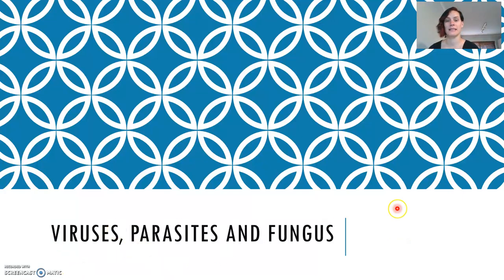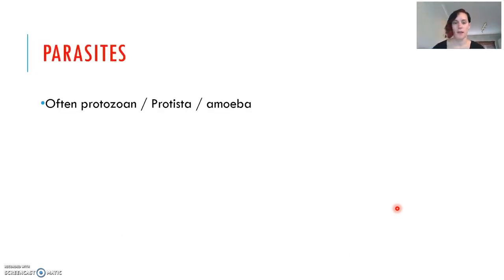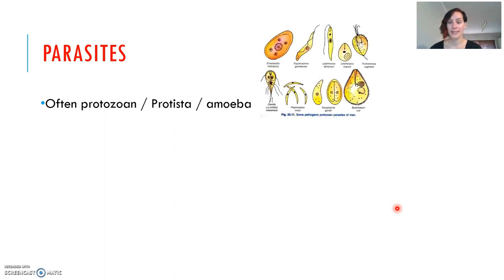Okay, this lesson's about viruses, parasites, and fungus. We've covered off on bacteria, and these are our other very important pathogens. Our parasites are often protozoan or protista or amoeba. So we're talking about those single cell organisms that are pretty mobile. They often have flagella and they can swim around.